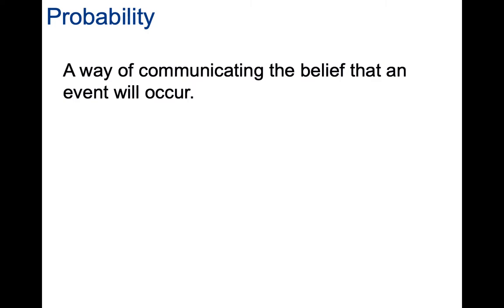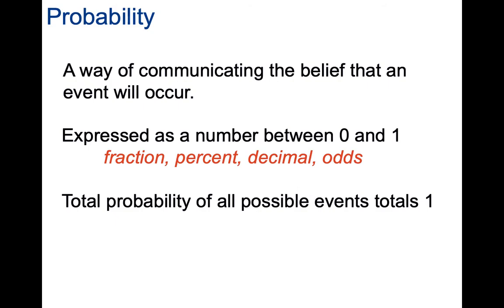So a way of communicating the belief that an event will occur is basically a good understanding of what probability really is all about. Generally, we're going to express our probability as a fraction between 0 and 1. And of course, you're familiar with this from a percentage standpoint, right? So, if we see a 0.52 probability, then that's just like a 52% chance that it'll happen. So there's no mystery there. You guys should be very familiar with that.